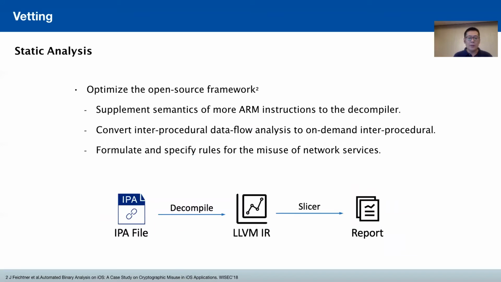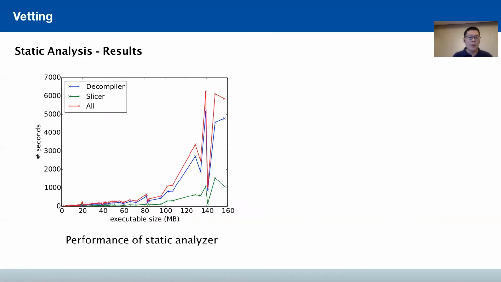Static analysis is performed on apps selected by dynamic analysis. To analyze iOS apps, we optimize the open source framework by supplementing semantics with more ARM instructions to the decompiler, converting interprocedural data flow analysis to on-demand interprocedural analysis, and specifying rules for checking the misuse of network service. The optimized static analysis framework takes 54 minutes for each app on average.